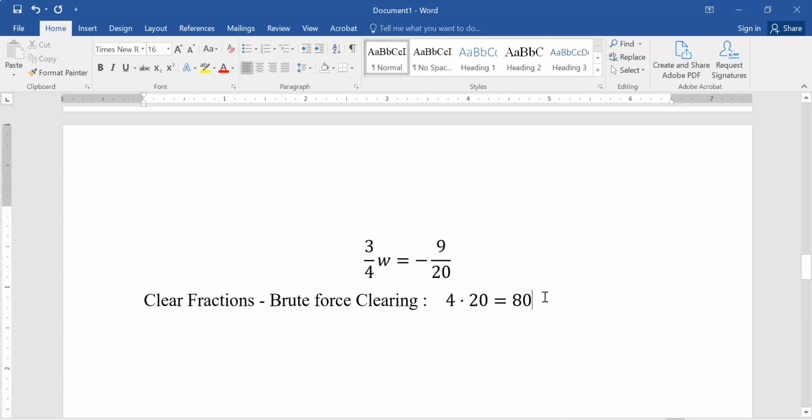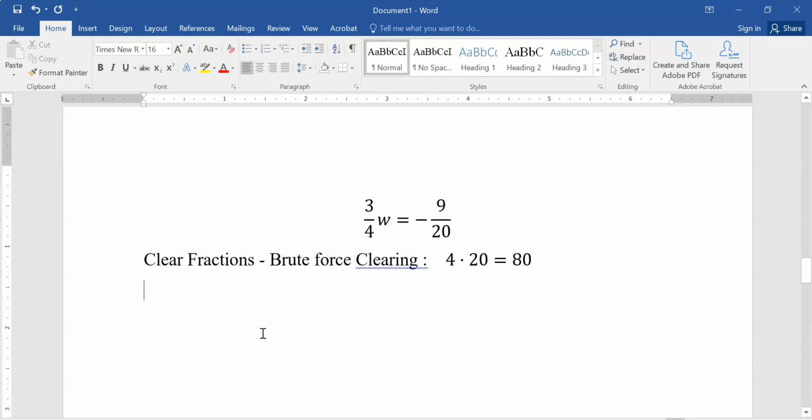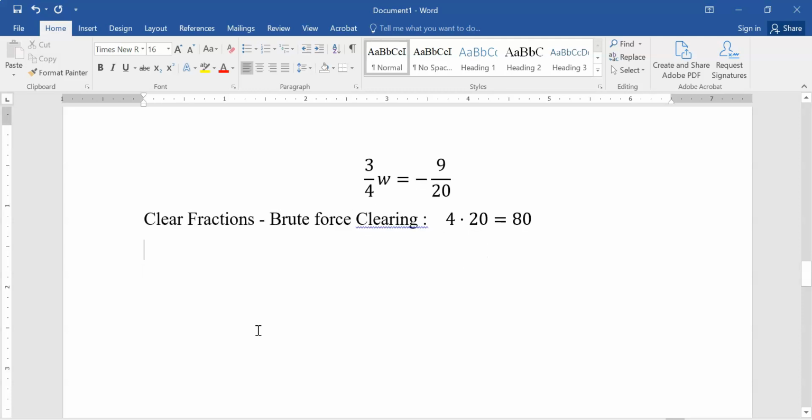Now again, like I said, there are other methods you can utilize, but this one will always work. It's really easy to do, and it doesn't actually leave us a whole lot of room to screw up. The least common denominator, by the way, here is 20. So you could have multiplied by 20, you could have multiplied by 40, you could have multiplied by lots of other numbers. But 80 is sort of the brute force clearing.